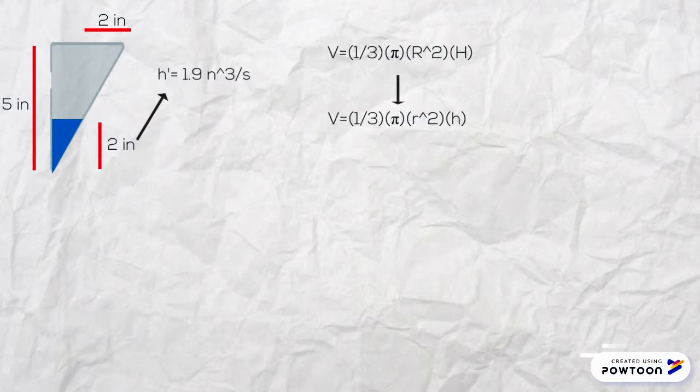The next step will be to relate the terms. In this case, we can say that the radius over the height of the cone is equal to the radius over the height of the volume of water. Then we solve for small r.